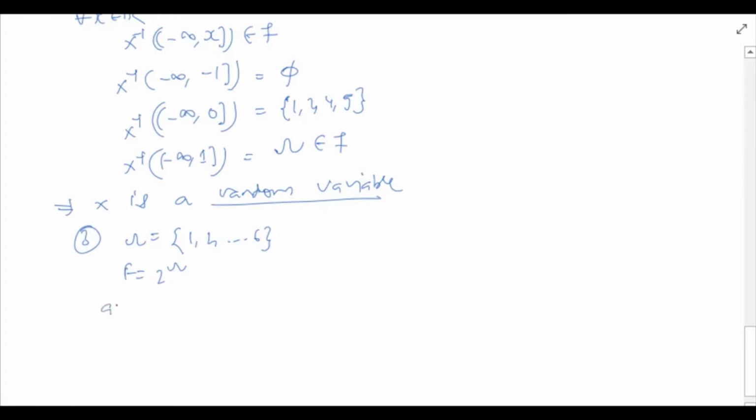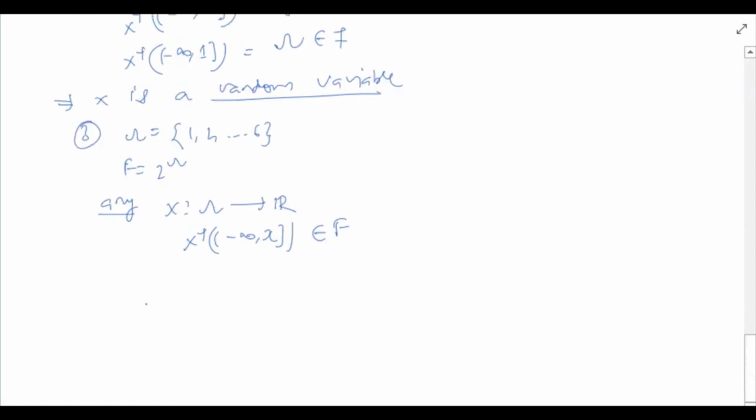In this case, if we consider any X from omega to R, since X inverse of (minus infinity, x], that is the pre-image of (minus infinity, x], will certainly be a subset of omega, it is certainly an element of the event space. In this case, X is certainly a random variable. So we see that the same function from omega to R may or may not be a random variable depending on the event space.